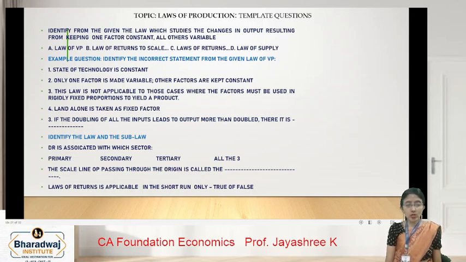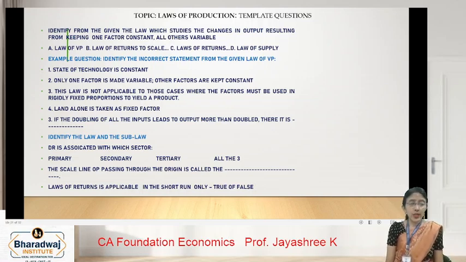State of technology is constant. Only one factor is made variable, other factors are kept constant. This law is not applicable to those cases where the factors must be used in rigidly fixed proportions to yield a product. Land alone is taken as a fixed factor. So among the four, there is one incorrect statement which you have to identify. This is one type of question, correct and incorrect sentences.